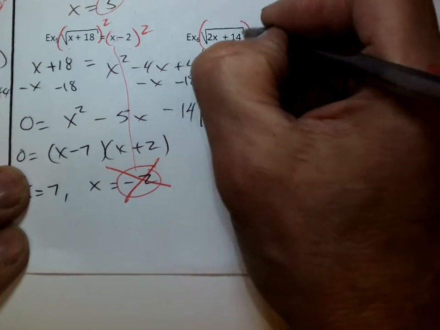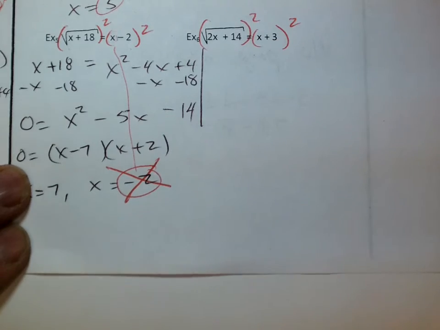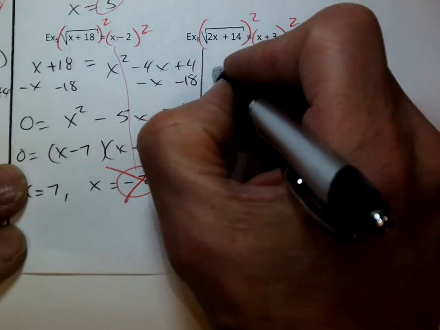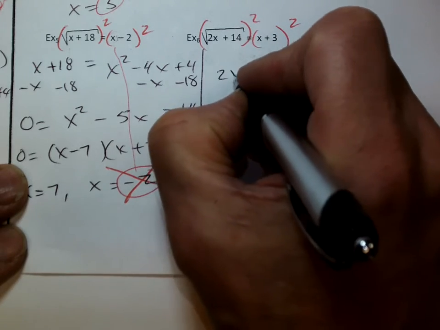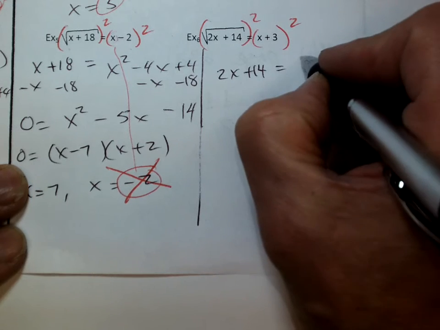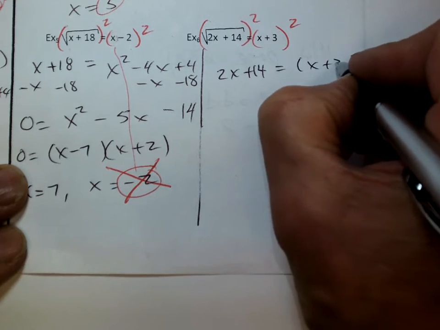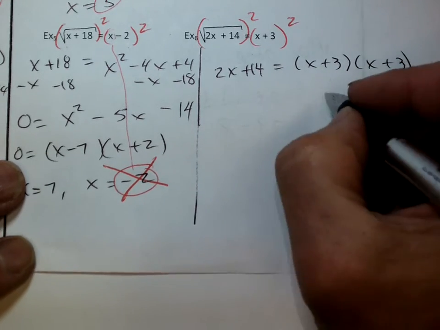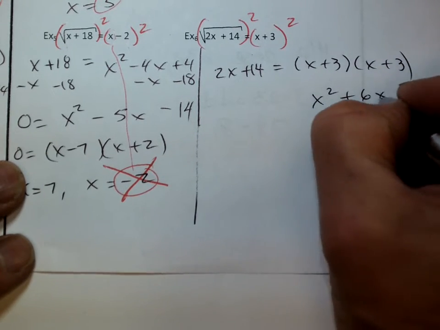So I'm going to square both sides. Square both sides, right? And so the square root and the square cancel each other out, and I'm left with just a 2x plus 14 equals, this is going to be an (x plus 3), (x plus 3), right? Which is an x squared plus a 6x plus a 9.